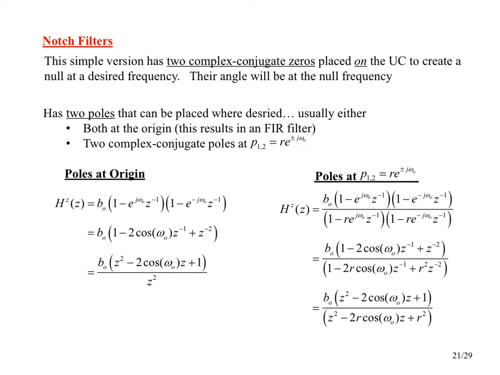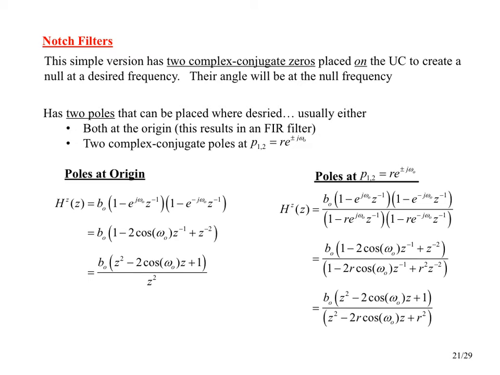Okay, notch filters are kind of the reverse or the flip of resonators. So here we're going to put two complex conjugate zeros right on the unit circle to create a null at a desired frequency. So the angle of those zeros will tell us which frequency gets nulled out.